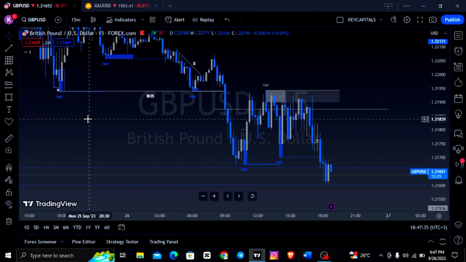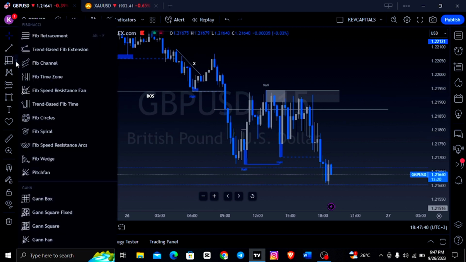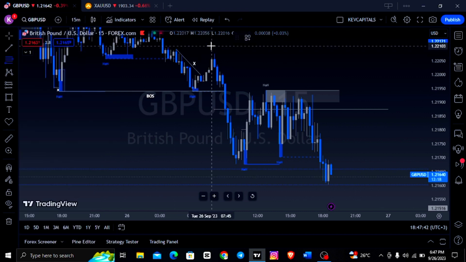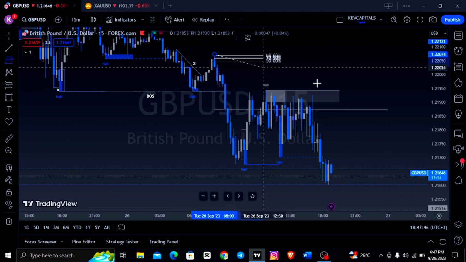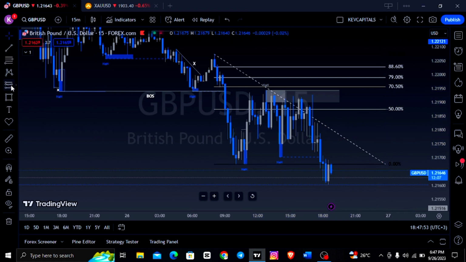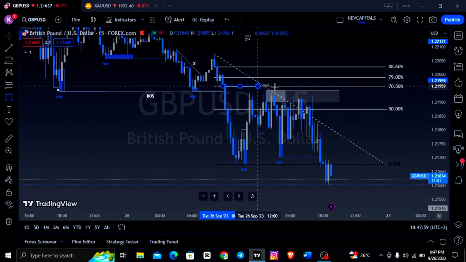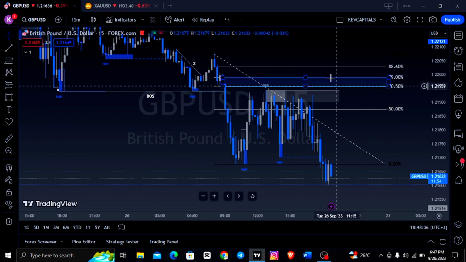And how do I mark my price of interest? I use the fibs. I'll mark from the swing high to swing low. Then after that, I've always remained on the 70% as my entry point. So that is it.